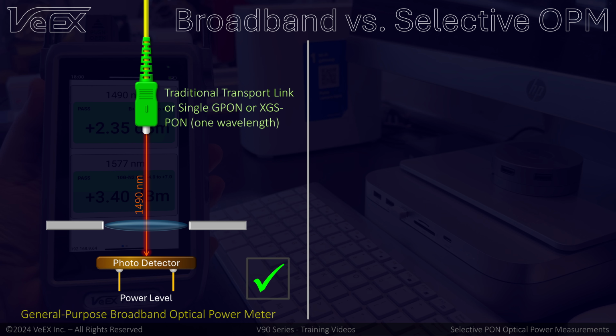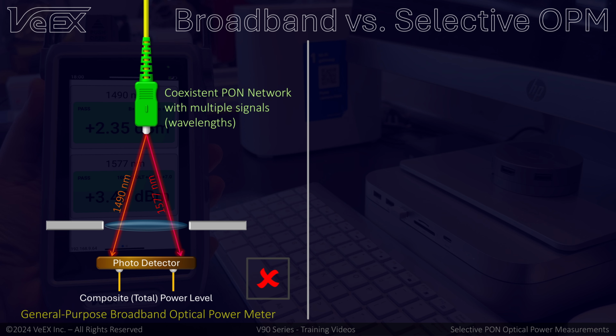This simplified functional diagram represents a general-purpose optical power meter with a single broadband photodetector. Regular broadband OPMs are meant to measure a single wavelength signal. In this case, all the light coming from the fiber can be measured correctly if the OPM was calibrated for it. If there are more than one PON signal, a regular OPM will measure the combined optical power hitting the photodetector. That would be the wrong level measurement.